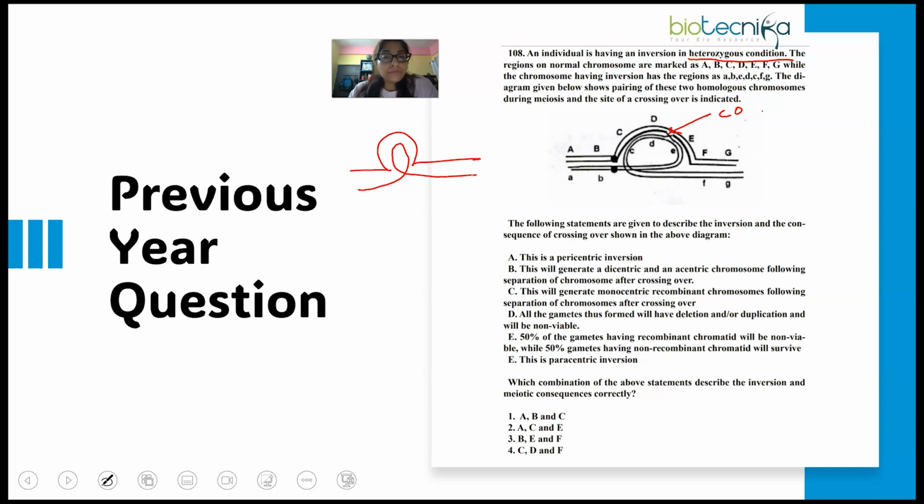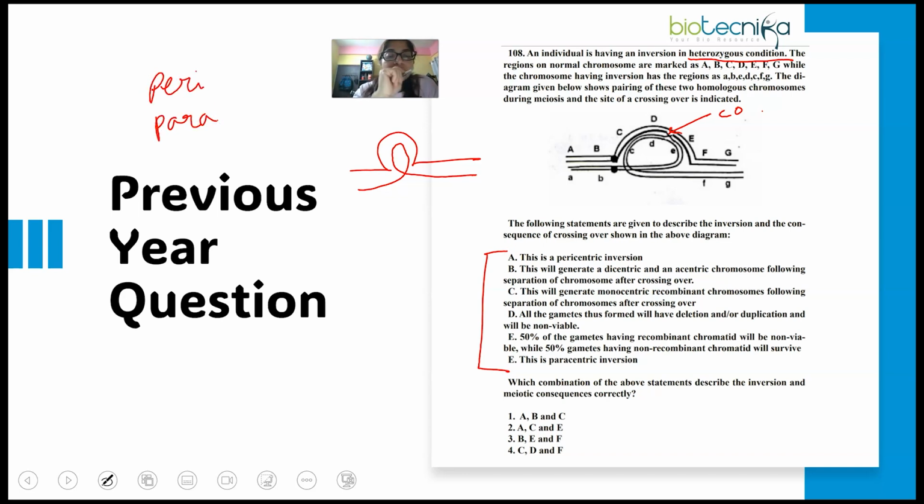Now, what will be the exact consequence of crossing over occurring through the heterozygously inverted segment? That will depend on whether the inversion is pericentric or paracentric. Here the consequences are written, but to answer this question, the first thing you have to do is find out whether the inversion is pericentric or paracentric. Now, what is pericentric and paracentric?